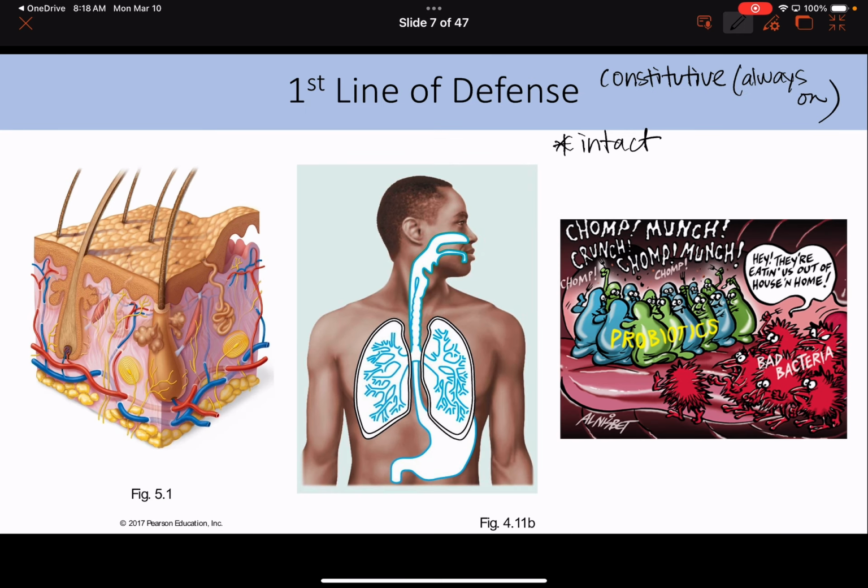All right. So again, this is going to be our mechanical barrier, the skin. This is part of our chemical barrier. That's the mucous membrane of the respiratory and digestive tract. And then here is our microbial barrier. You can see the probiotics are the good bacteria. They're the ones eating all the food and leaving nothing for the bad bacteria so they can't grow.